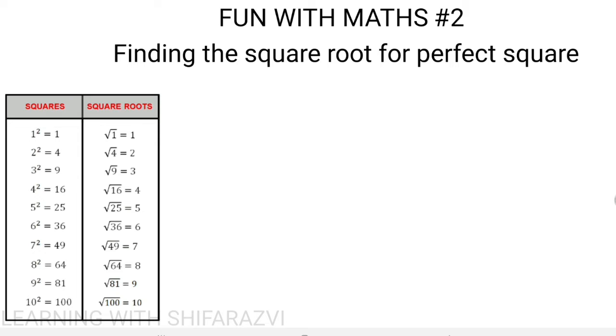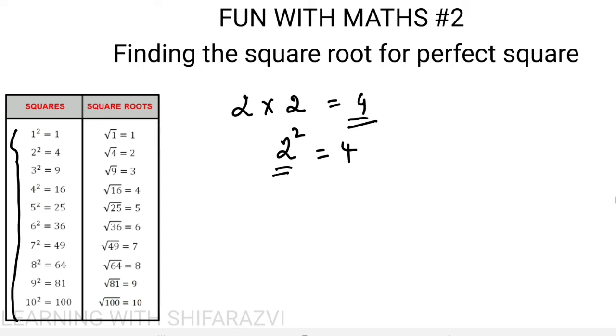A square is when a number is multiplied by the same number, you get an answer, which means this answer is the square of this number. Square basically is multiplying a number with the same number. So here you can see the squares of numbers 1 to 10.